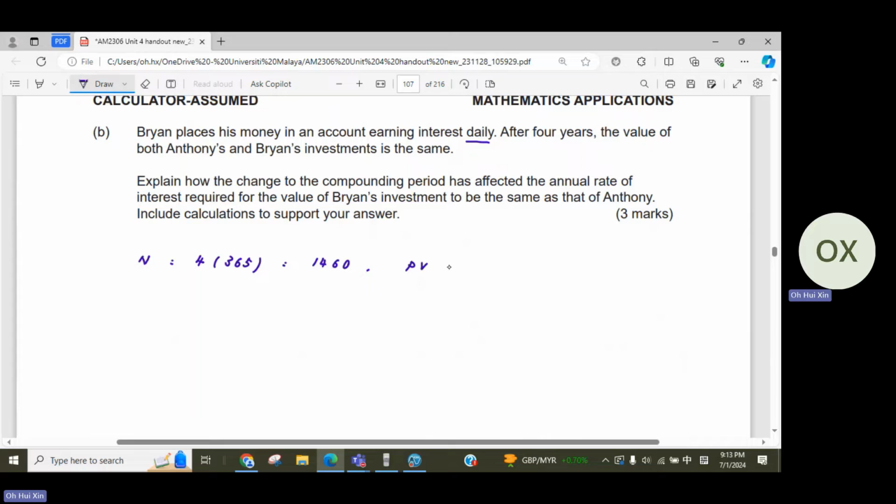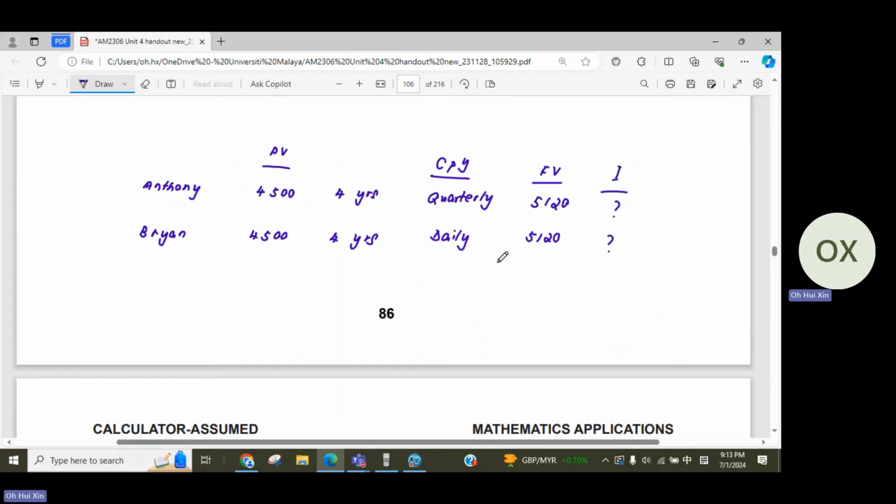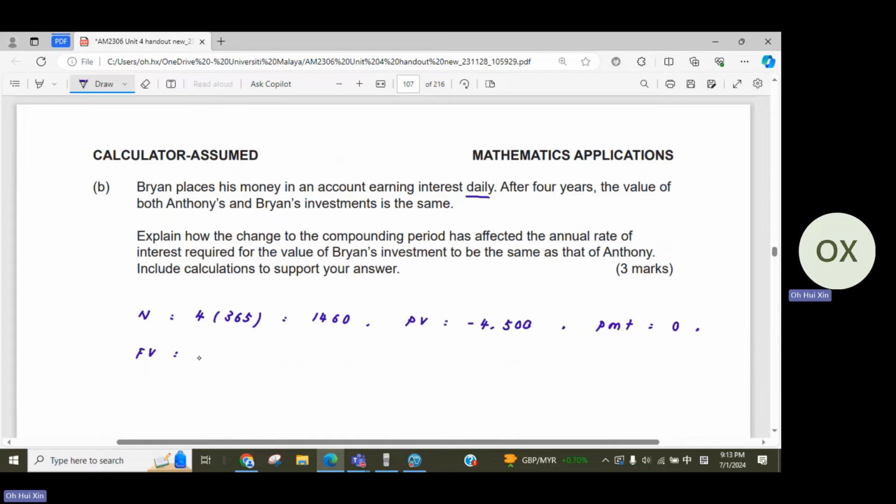Okay, so the PV is the same for both Brian and Anthony, and we are talking about investing this amount, so that's why it's negative. And we have PMT as 0, because there's no further deposit and you didn't withdraw any money. Then the FV, they achieve the same financial result, which is 5,120, and we are talking about investment, so at the end of the day the money belongs to you. Since we don't have PMT, PPY follows CPY, which is daily. So PPY and CPY are both 365.